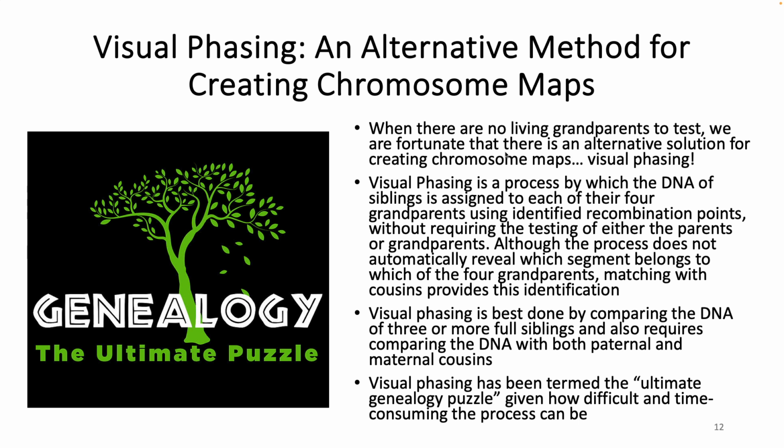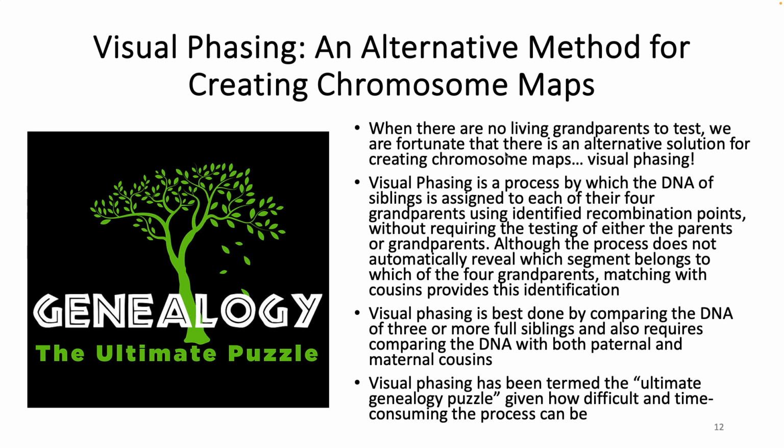But you do need to have at least 3 siblings to be able to do visual phasing. That's the biggest caveat. And if you want to do a full analysis, they have to be 3 full siblings. You can do a partial visual phasing analysis with half siblings, but again, you still need to have 3. Now, this visual phasing process initially does not automatically reveal which segment belongs to which of the 4 grandparents, but you then will match with cousins to provide this identification. I mentioned, again, visual phasing is best done with 3 or more full siblings.